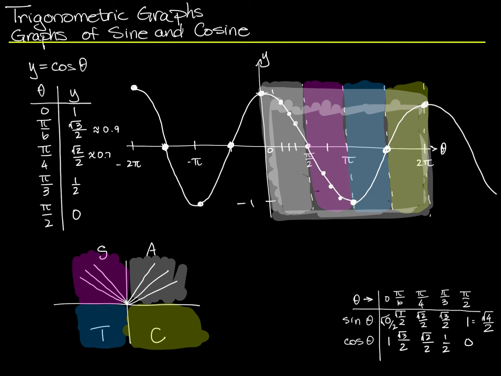But when we look at it in terms of the input values, the theta axis, we say, well, that took 2 pi. So the period of cosine, I'll write it this way this time, cosine has a period of 2 pi. Or you can say that the period for cosine, or the period of cosine, is 2 pi.